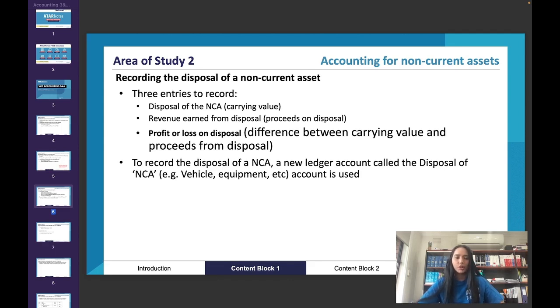And to record the disposal of a non-current asset, we need to open a new, temporary ledger account called disposal of non-current asset. And non-current asset is kind of like a filler. So if we're disposing of a van, the account would be called disposal of van. If we were disposing of a laptop or a computer, it would say disposal of computer, etc.